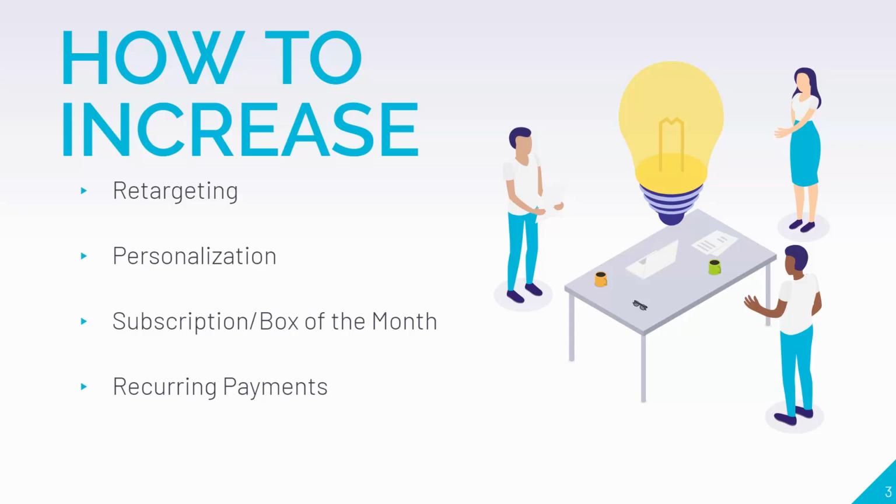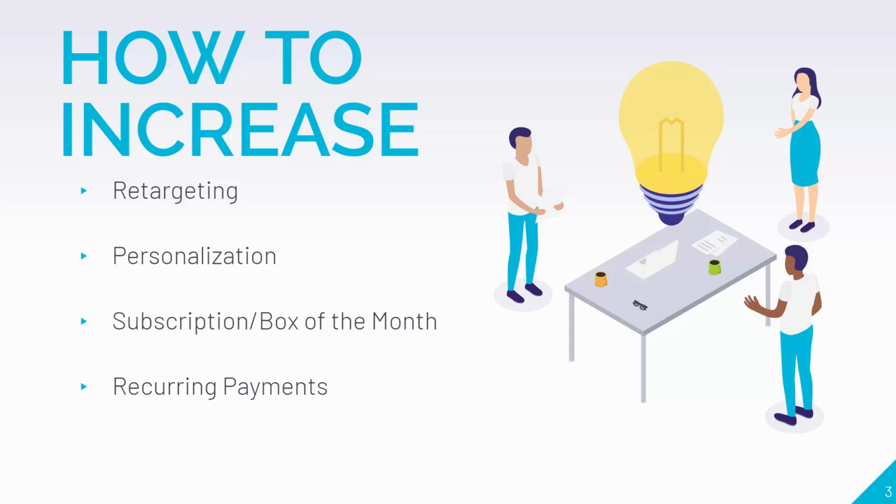So subscriptions, clubs, box of the month, you see these all over the place, and they're super popular. And popular examples can range from Birchbox to a company fully based on subscription boxes. A box of the month, like perfumes and things like that.